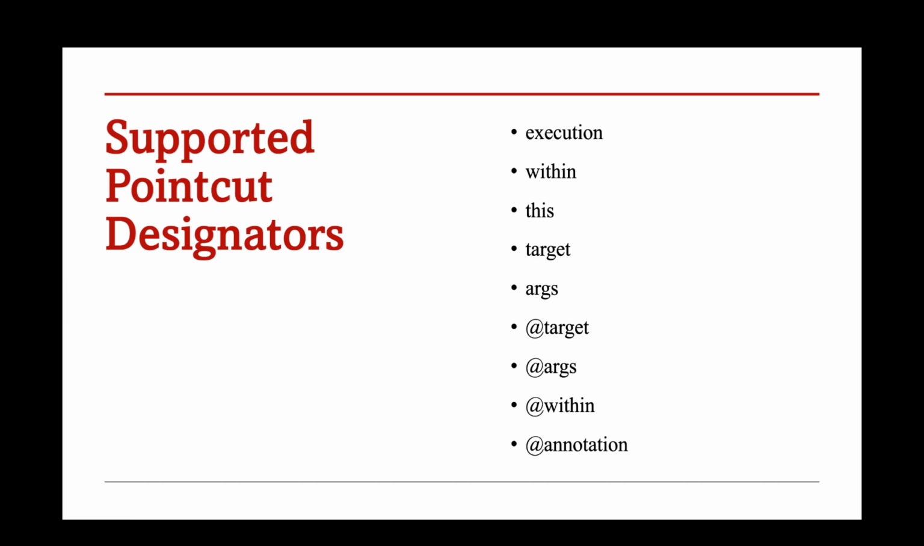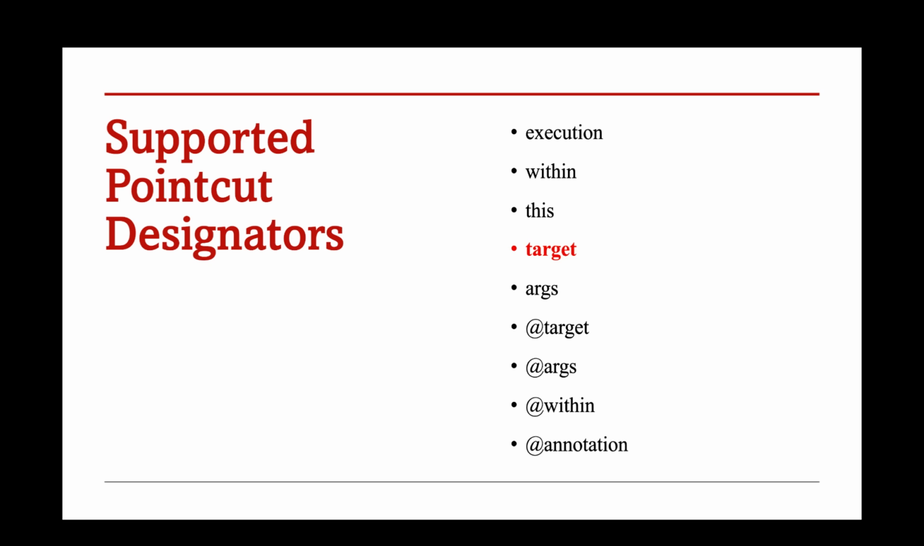Now, Spring AOP supports several types of pointcut designators. These are the keywords you use at the beginning of a pointcut expression to tell Spring what kind of join point you want to match. Let's go through them. First, execution. Matches method execution. This is the most commonly used designator, and the most powerful. Second, within. Matches all methods within a specific type or package. This. Matches when the Spring proxy implements a given type.